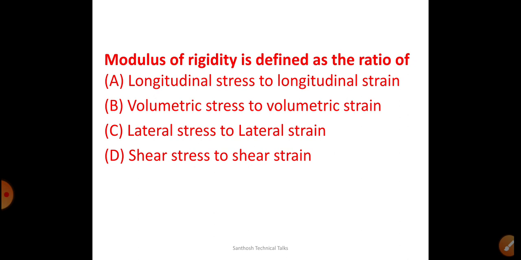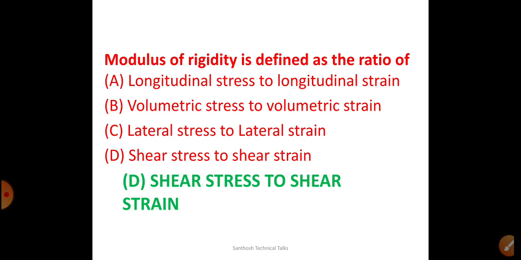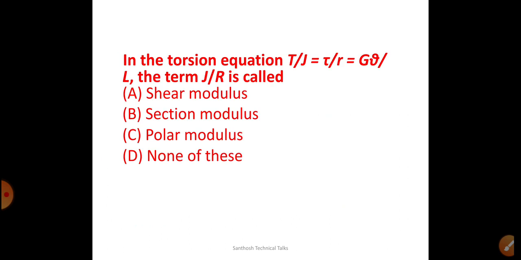And next, modulus of rigidity is defined as the ratio of... The modulus of rigidity is also called rigidity modulus or shear modulus. It is defined as the shear stress to the shear strain, which is called modulus of rigidity, rigidity modulus, shear modulus or modulus of shear, whatever it may be.